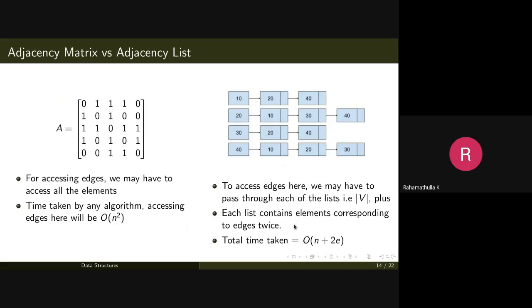So you can see from the analysis of the adjacency matrix and adjacency list representations that any algorithm which accesses the edges in the case of adjacency matrix representation is going to be order of n square, whereas for the adjacency list representation it will be order of n plus 2e.